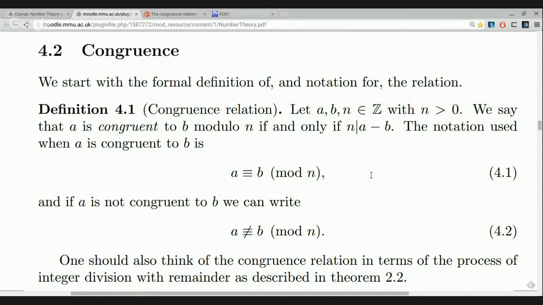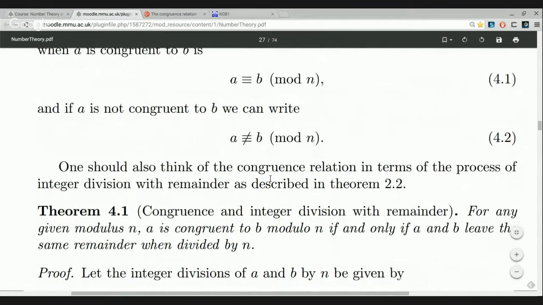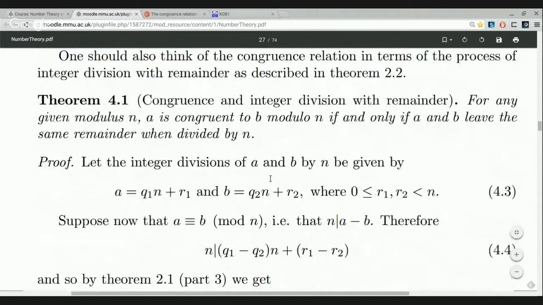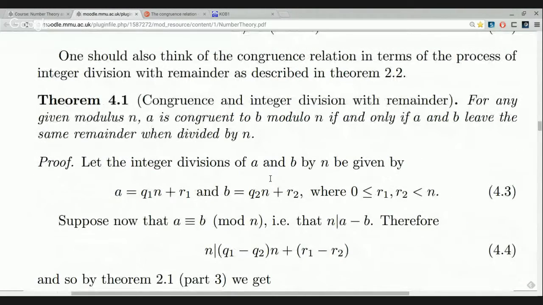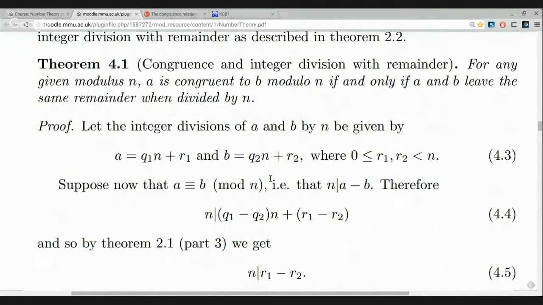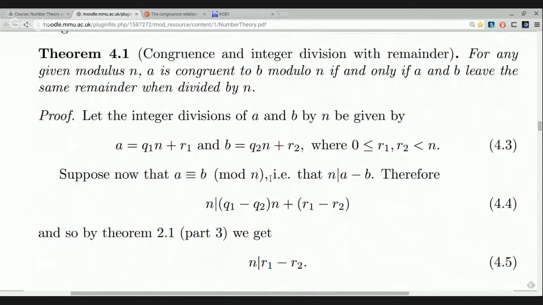So that's the notation, and if we want to say that two things are different, modulo n, or not congruent, we use the same triple line congruent sign and stick a line through it to say they're not congruent. So straight away, we can prove something, which is more or less what I've been explaining here: the relationship between congruence and integer division with remainder. So here's the statement of the theorem.